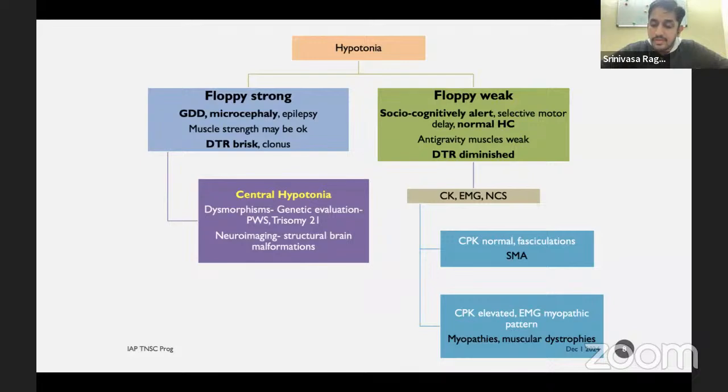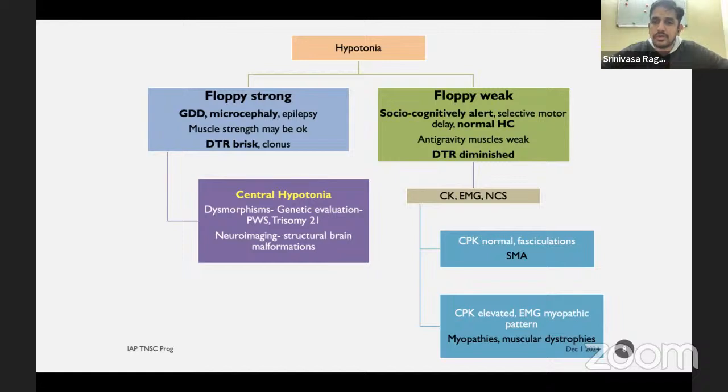What is floppy weak? The child's power also is diminished. These children are usually socio-cognitively alert, but they have selective motor delay and their head circumference is usually normal. And their anti-gravity muscles will be weak, meaning neck control itself will be very delayed, and lifting the hands and legs against gravity itself will be very limited for these children. That's why we label them as floppy weak. So children who are floppy weak are likely to have neuromuscular causes of hypotonia resulting in motor delay.